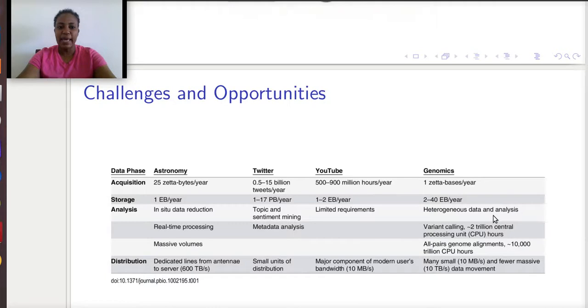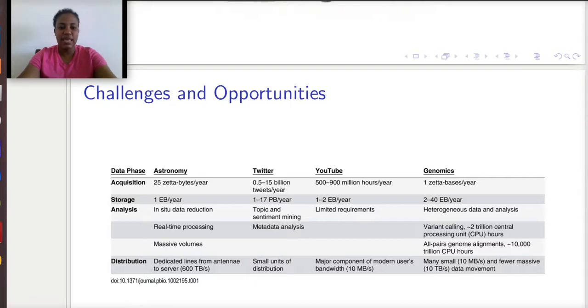And as I said earlier, the data is growing exponentially, and the challenges are in acquisition, storage, analysis, and distribution. Here, the data in the biological domain, the genomics data, is compared with the other generators of big data in the world: astronomical data, satellite images, Twitter, YouTube. They are compared to the genomics data.